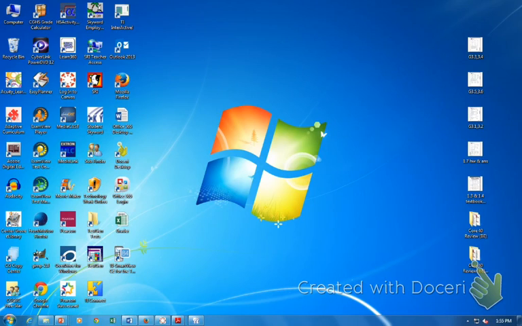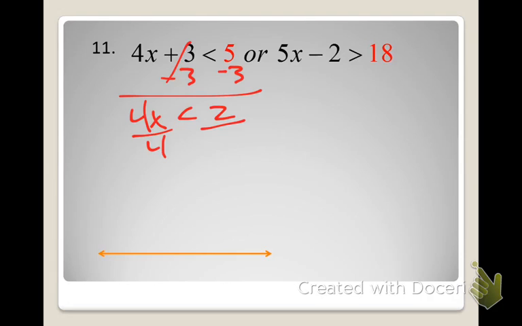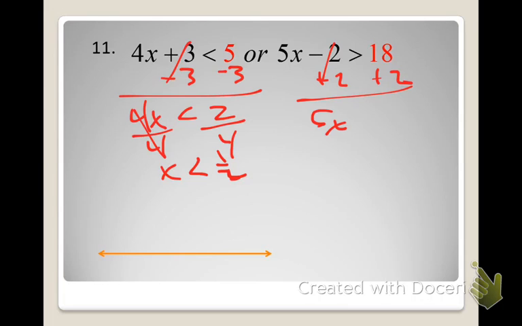All right. Here we go. Work this guy out, and then we'll talk about the story problem next. It's a little on the tricky side. So we're going to subtract 3 from both sides. Divide by 4. 2 over 4, same thing as 1/2. Add 2. Divide by 5.